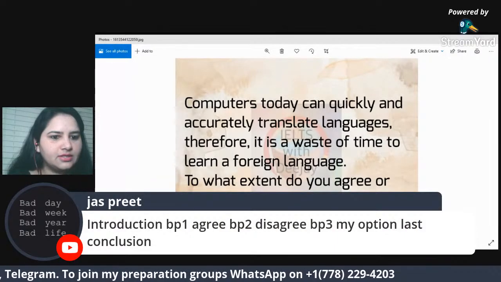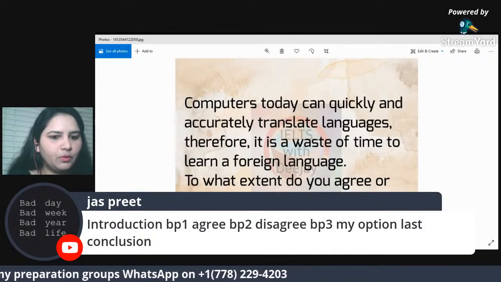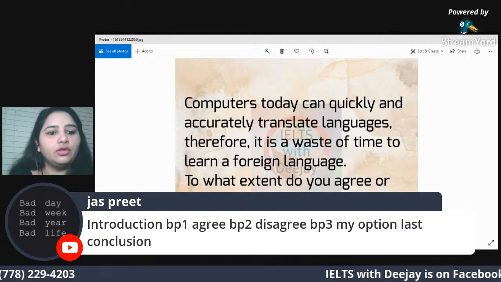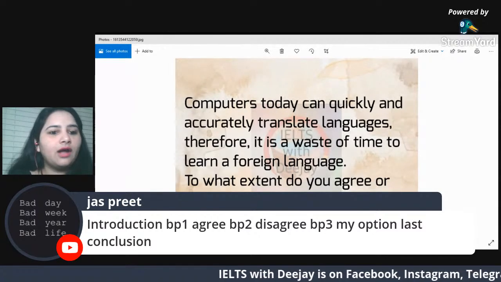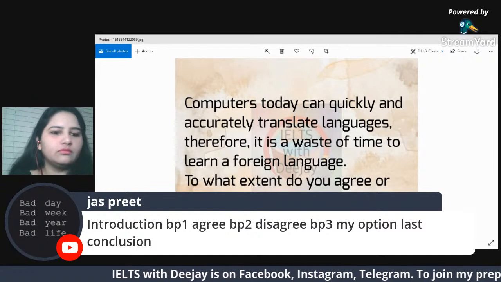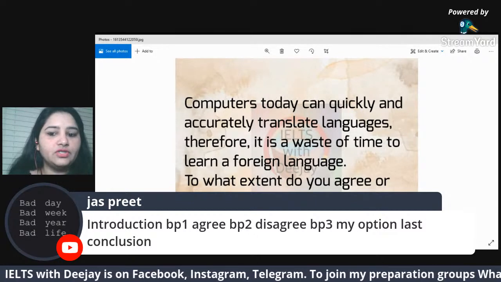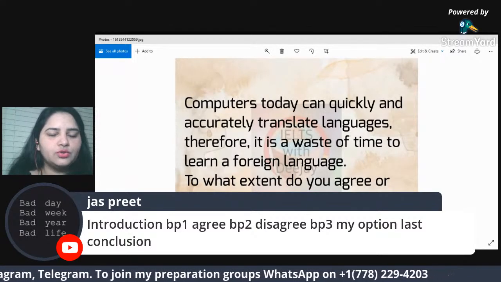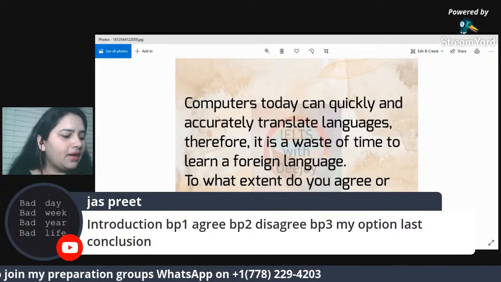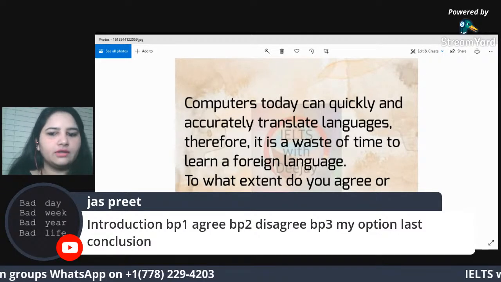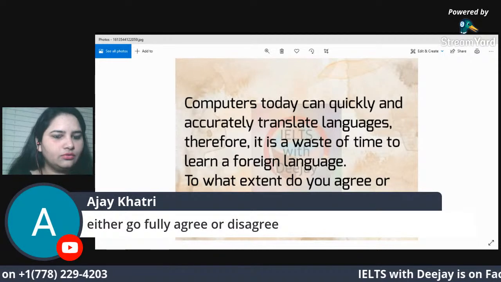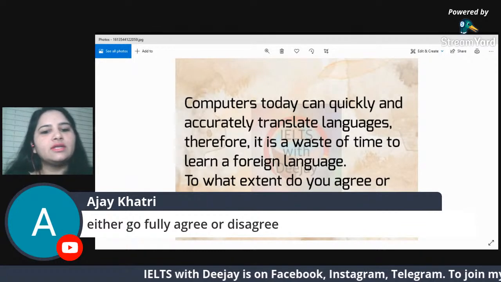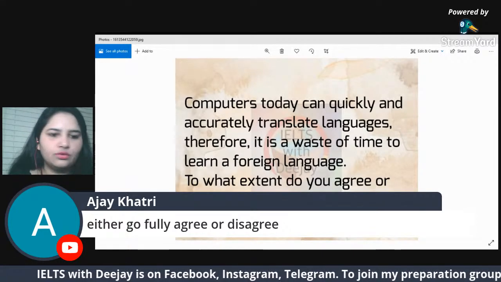Okay, Jasprit says introduction, BP1 agree, BP2 disagree, BP3 my opinion, last conclusion. No, it's not about your way of writing. I'm asking how we can write this kind of essay. Like three ways are there to write. Check and answer that, because I know you will choose one opinion and go with that, but I'm asking, how can we write this type of question? Ajay says either fully agree or disagree. Yeah, we can go partial as well because this is to what extent do you agree or disagree, so that can also be done.